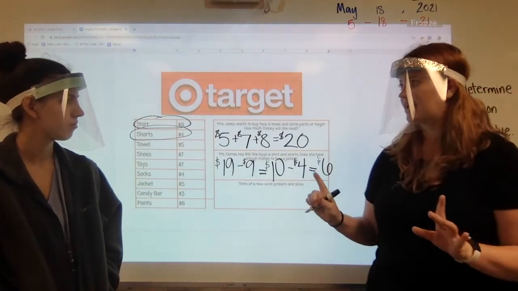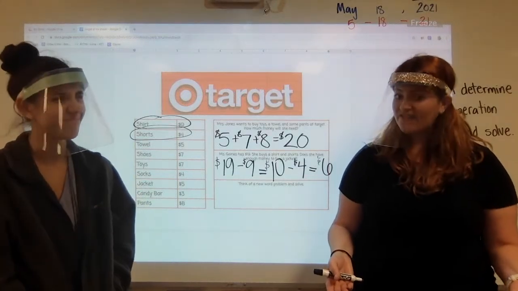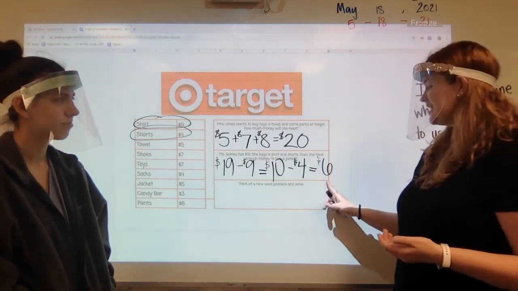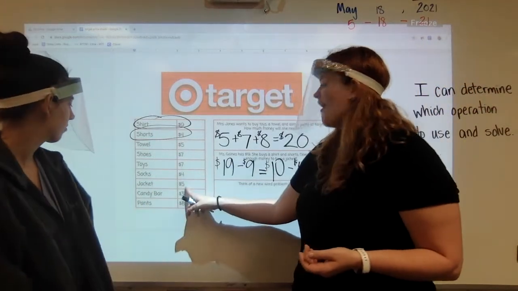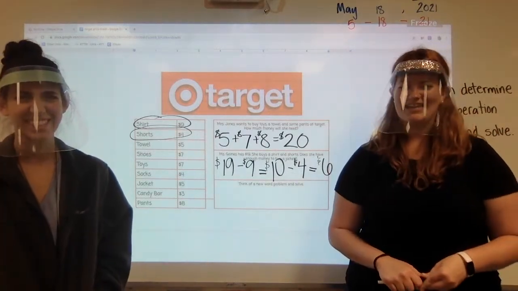Oh, but I'm not done yet, Miss Lestico. It doesn't ask me how much money does she have left. It says, does she have enough money to buy a jacket? So Miss Gaines has $6, and if I look, a jacket is $5. Miss Gaines, you do have enough money to buy a jacket.